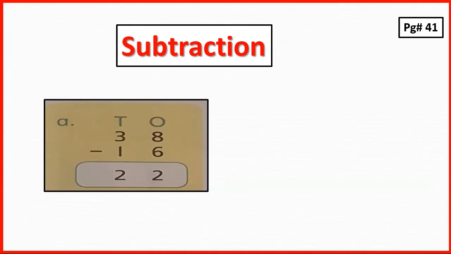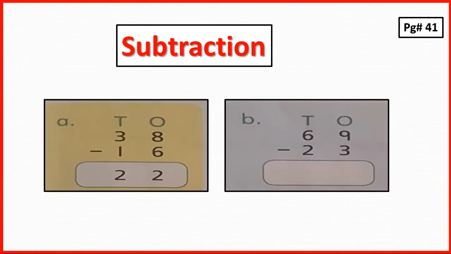Now I am going to do part B of question number 1, in which we subtract 23 from 69. So when 3 is subtracted from 9, the number comes 6. And when 2 is subtracted from 6, the number comes 4. So overall, when 23 is subtracted from 69, the number comes 46.